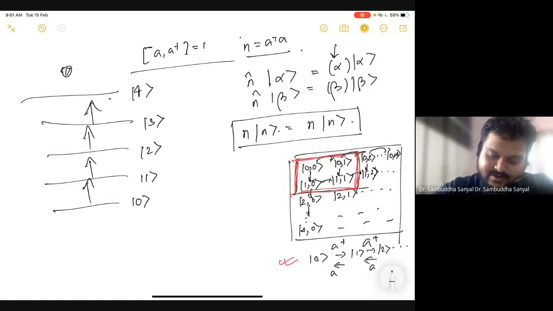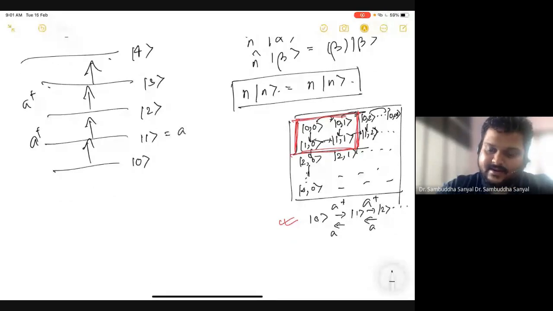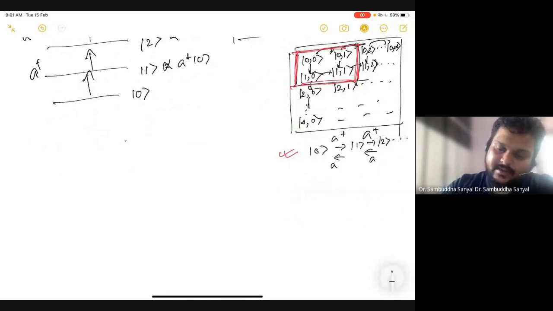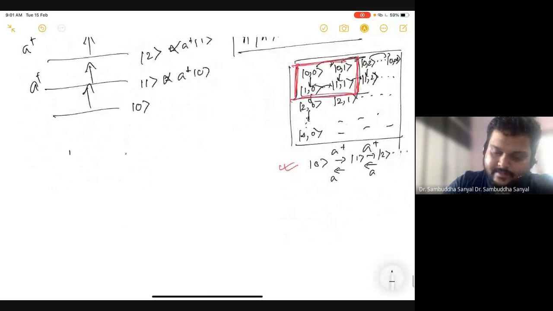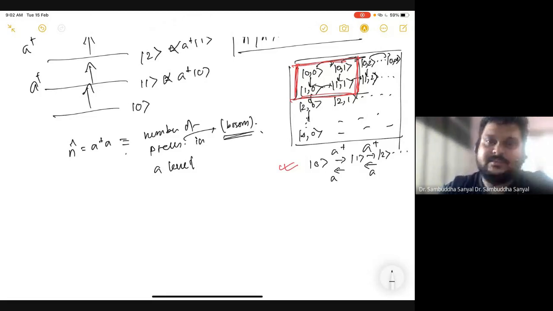So now this is exactly what you did already. There is nothing new yet, as you pointed out. And these are nothing but: one is nothing but a dagger acting on 0, two is nothing but a dagger acting on 1, modulo this normalization. So let me write it as normalized, etc. And we call this n, a dagger a, the number of particles. So now I am coming to a physical picture. I am calling it a number of particles in a level. To be very precise, I call it the number of bosons in a level.